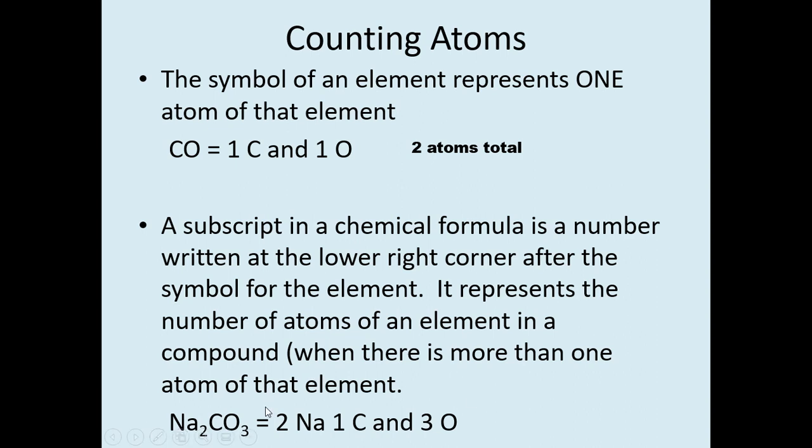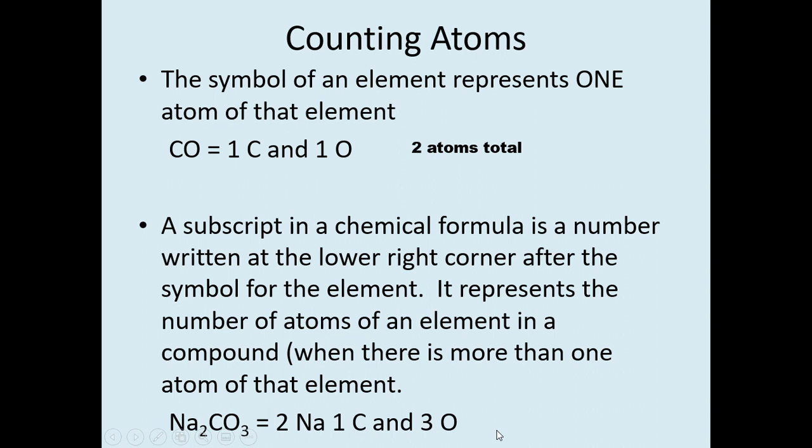So here we have Na2CO3. That means we have 2 sodium atoms. We have carbon, but carbon doesn't have a subscript, so there's only one C. And we have oxygen, with a subscript after oxygen. So it's 2 sodium, 1 carbon, and 3 oxygens. If there's no subscript written, it's understood that the number is 1. And then they have it written out for you.